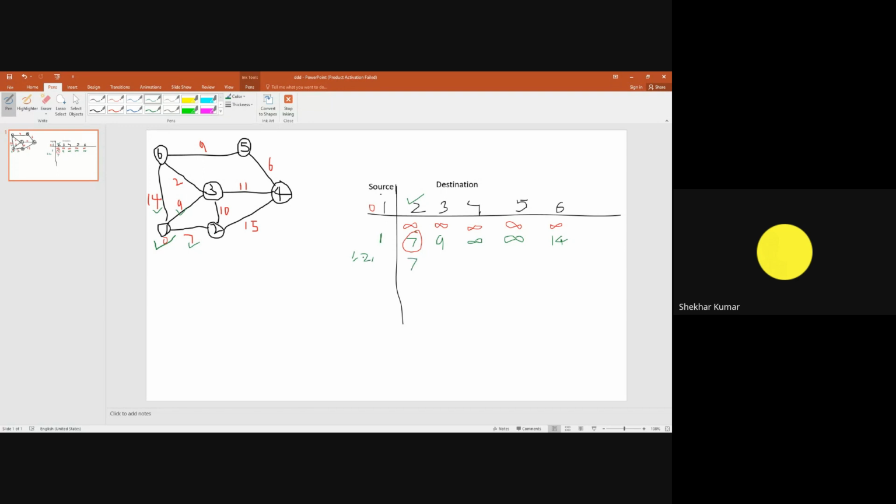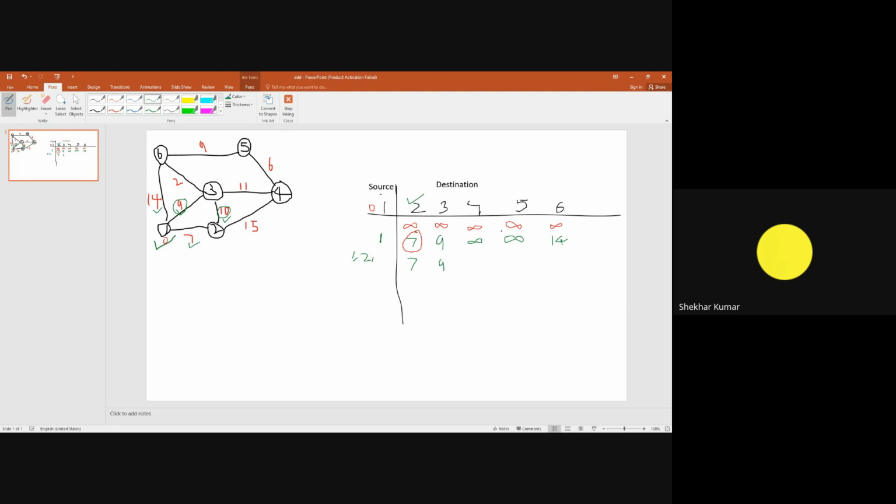Now 2 to 3. Okay. There are 2 paths to traverse to 3. That is 2 to 3, the cost is 10. And 1 to 3, the cost is 9. I will select the minimum. The minimum is 9. So I will put 9 here.